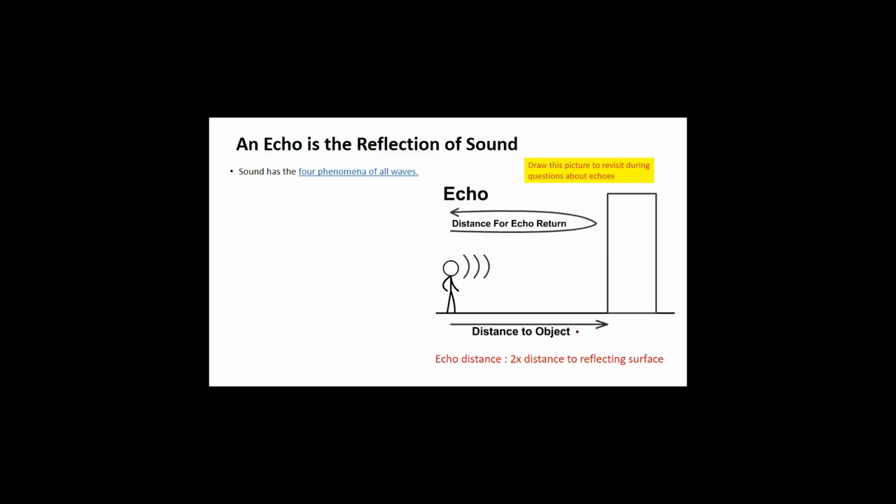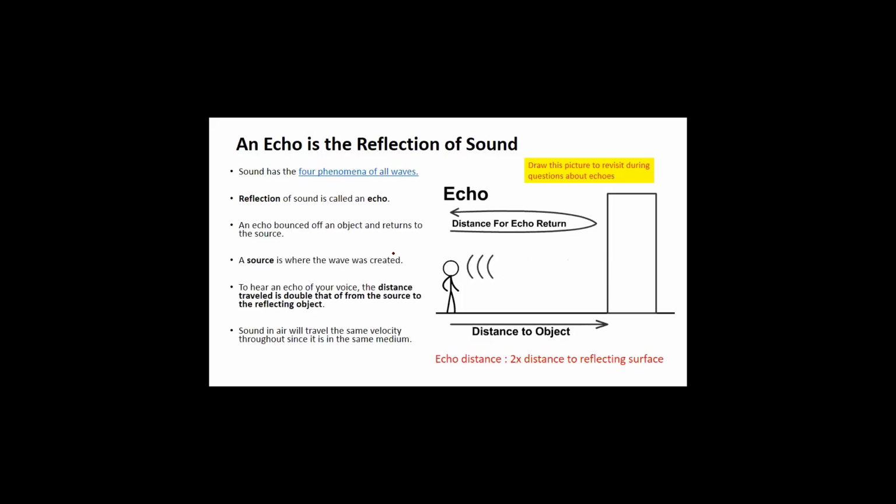So see, this is the distance to the object that the echo is reflecting off of, but this is the actual distance the echo returns. So we're going to draw some quick pictures as we do these problems, and we have to think through the problem in order to make sure we have all our information correct. So let's go ahead. I want you to do a little drawing with me.